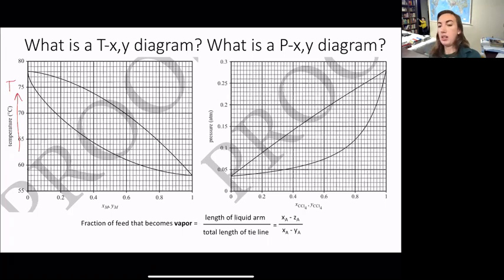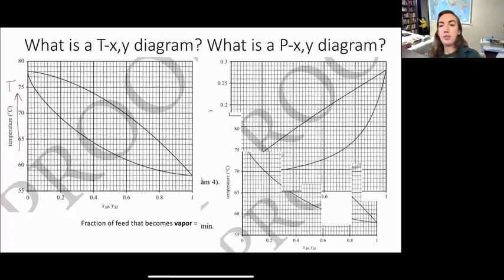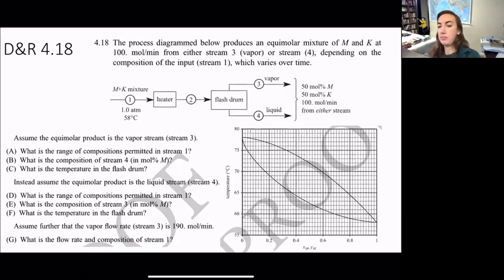And then I just want to do one example problem. It will load here. So this is problem 4.18 from Duncan and Reimer. I'll give you a second to read this. What we have is a mixture of M and K. So this is actually the exact same TXY diagram I was showing before. At 1 atmosphere and 58 degrees C, we're heating it. So we're staying at constant pressure, but we're heating our mixture and going into a flash drum.